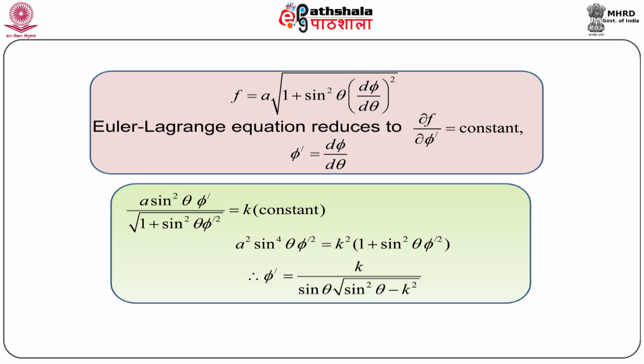Thus, f becomes f equal to a into square root of 1 plus sin square theta into d d theta of phi its square. This is independent of phi. So, Euler-Lagrange equation reduces to del del phi dash of f equal to constant. Please note that phi dash is d d theta of phi, that is this one is the phi dash.